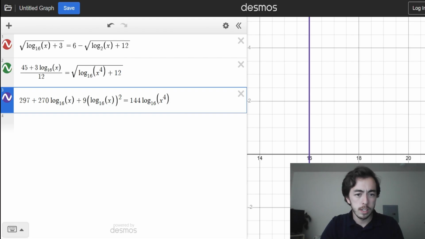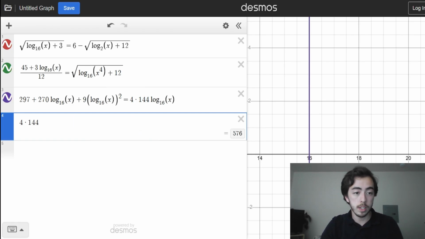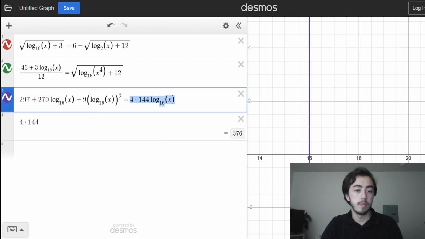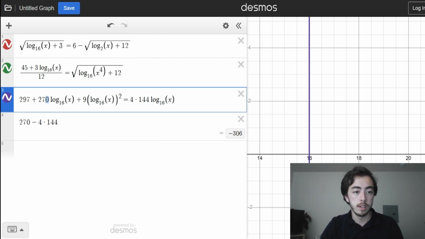And then let's see. Oh, we can use that log rule again, where the exponent on the inside can become a multiplier on the outside. This number right here turns out to be 576, and I can subtract 576 of this expression over here, and so we get whatever 270 minus 576 is. So we'll get minus 306. And now we get it equal to 0.